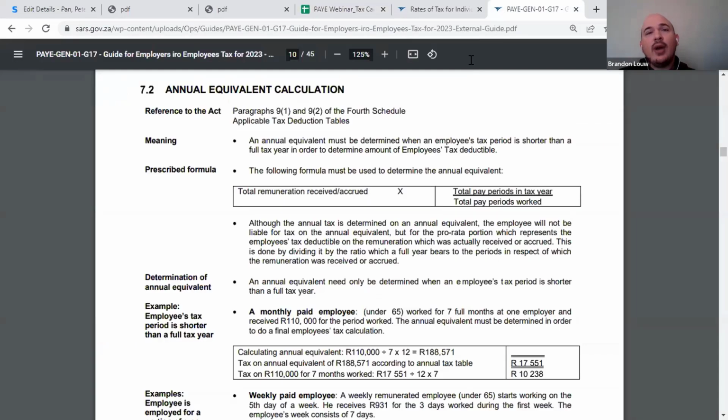So if we go back to our legislation or our guide from SARS, you'll see that it says here, although the annual tax is determined on an annual equivalent, the employee will not be liable for tax on the annual equivalent, but for the pro rata portion, which represents the employee's tax deductible on the remuneration which was actually received or accrued. This is done by dividing it by the ratio which a full year bears to the periods in respect of which the remuneration was received or accrued. Now that's a lot of words.